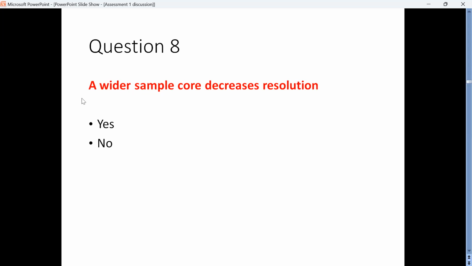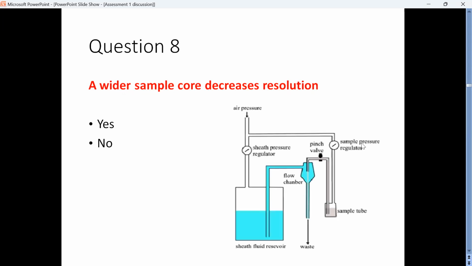The question here is: a wider sample core decreases the resolution, true or false, yes or no? What is this wider sample core? This is the layout of the fluidics of a flow cytometer, which we saw in the second lecture. We have the sheath fluid, and you know the purpose of sheath fluid, which we just saw in the previous image. This is the sheath fluid, this is the sample tube, and this is the flow cell.